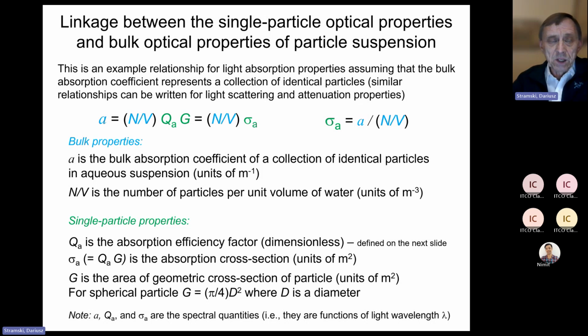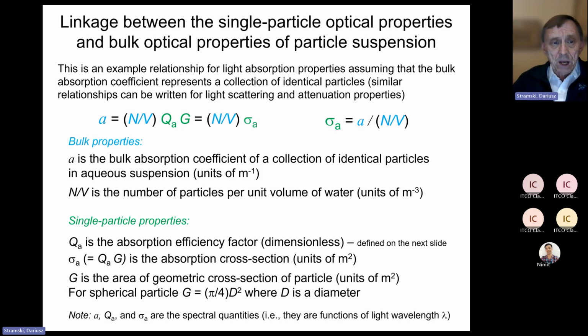And of course, this concept applies to any other inherent optical property. It could be total scattering or backscattering, volume scattering function, or even elements of the Mueller scattering matrix that accounts also for polarization properties, inherent polarization properties of particles. But for simplicity, we will just discuss this concept using the example of absorption coefficient.